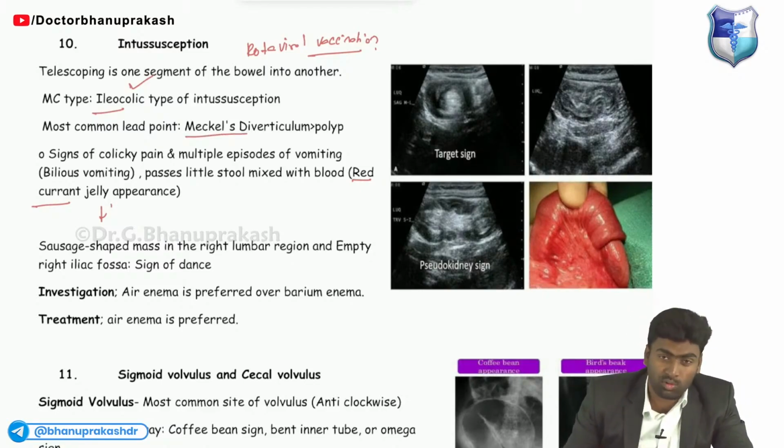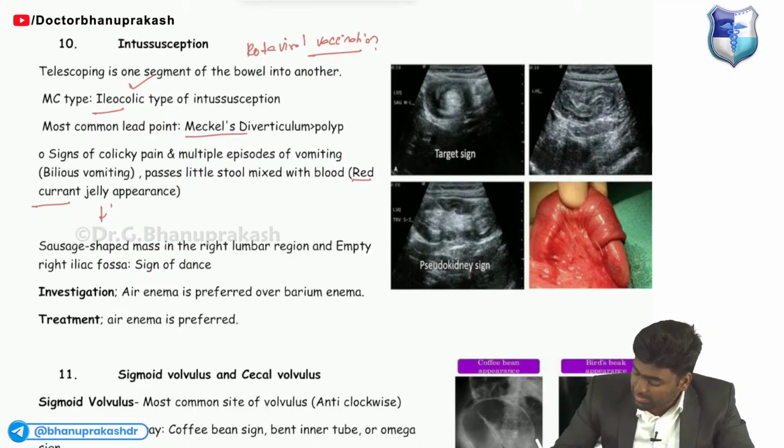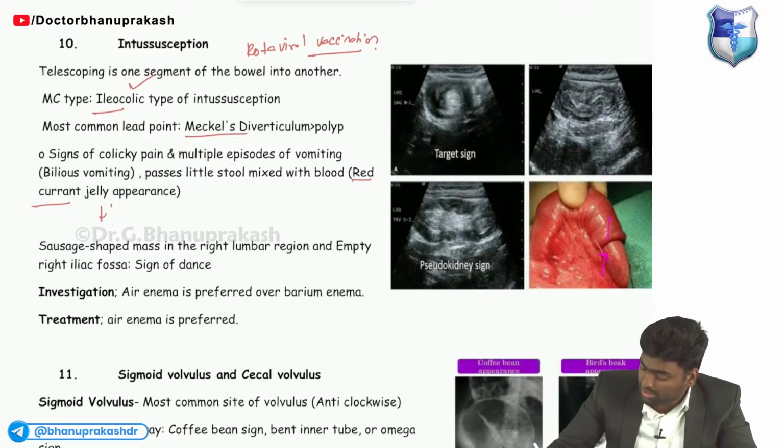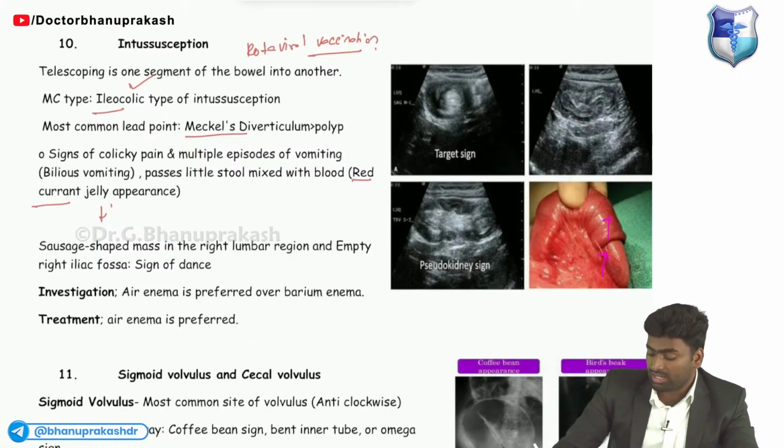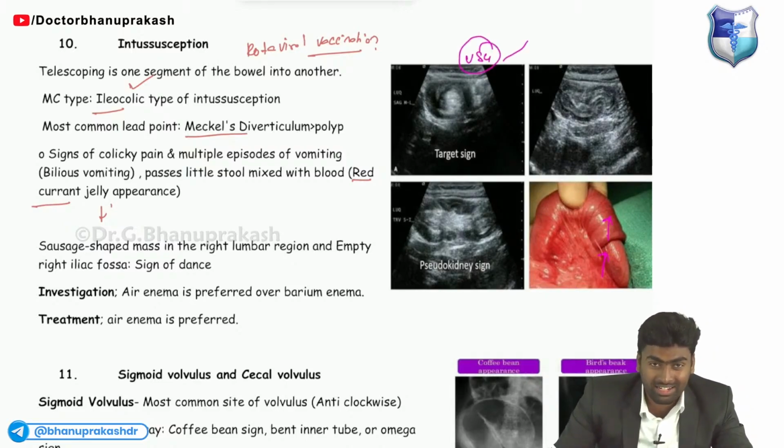And in a case of rotaviral vaccination, there will be hypertrophy of the polyp. So this is being telescoped into this. Then on ultrasound, yeah, good. The air enema, or barium enema, will be therapeutic as well as diagnostic.